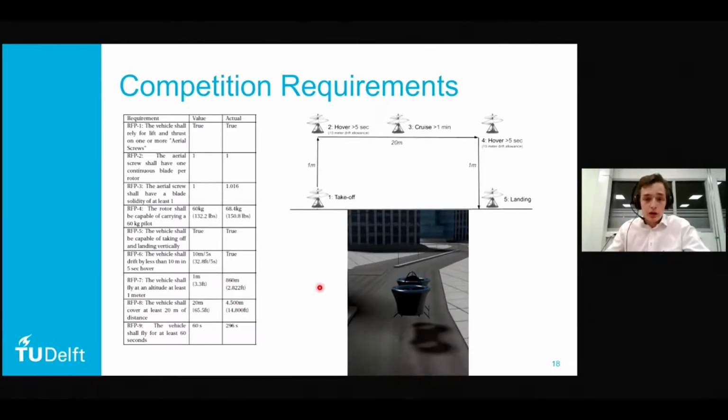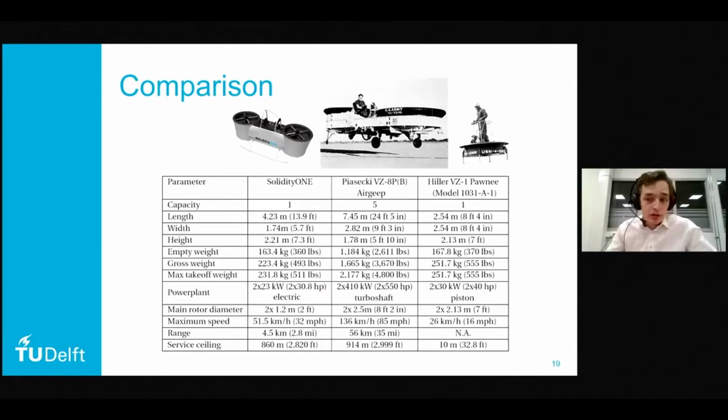Now, since the competition requirements were so easily met, this slide shows the dimensions and performance of the vehicle compared to vehicles that Solidity 1 is based upon. The Piasecki Air Jeep looks very similar, and it's designed to carry more passengers. It has a similar shape and comparable surface ceiling. Only the difference in speed is explained by the difference in power to weight ratio, which is over twice as high, because the vehicle is about 10 times as large.